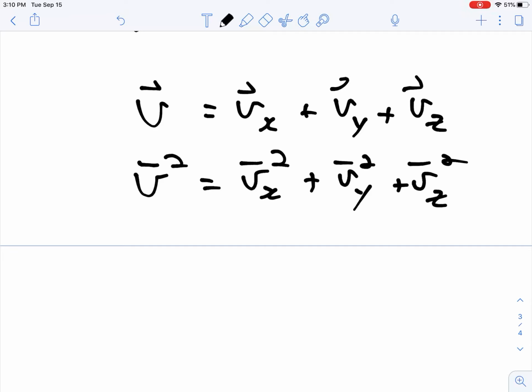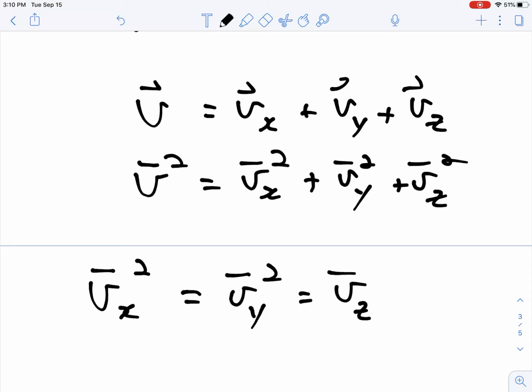So the total average squared velocity is going to equal the average x component squared plus the average y component squared plus the average z component squared. One of the assumptions we made before was that we're moving totally randomly. Totally randomly means there's no preferred direction, which means that the average velocity squared in the x direction is going to equal the average in the y direction, which equals the average in the z direction. There's no preferred direction, so all those components on average work out the same.